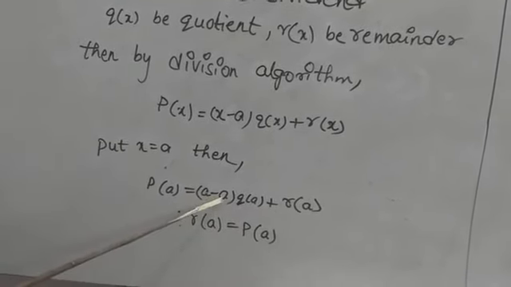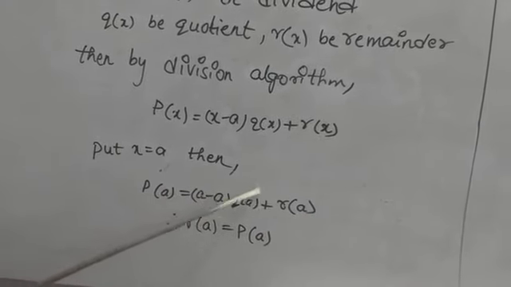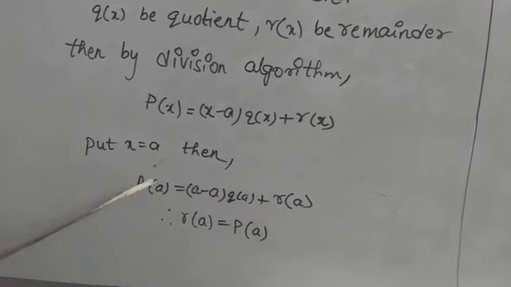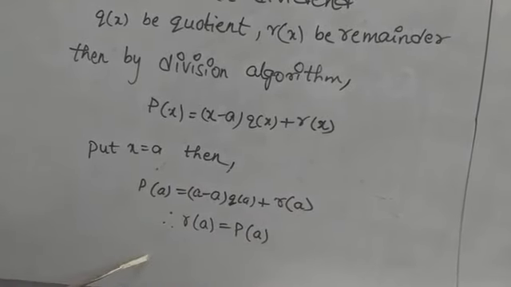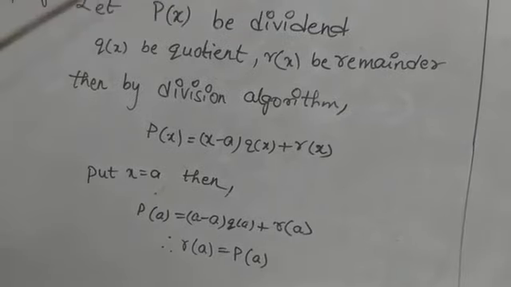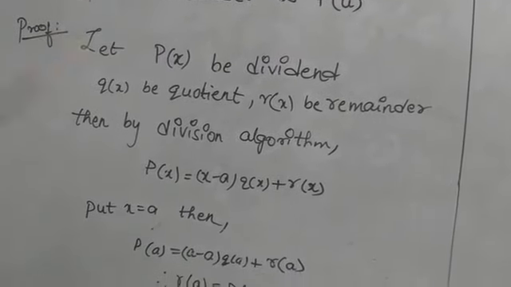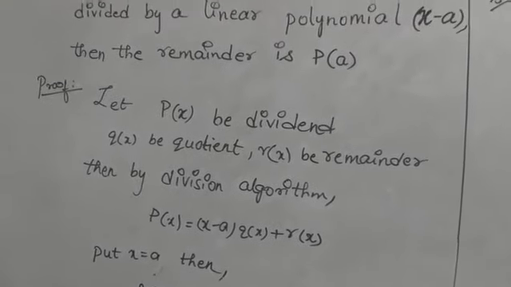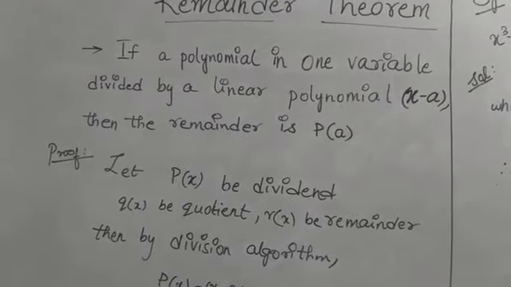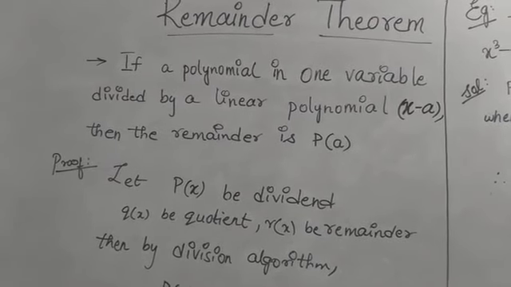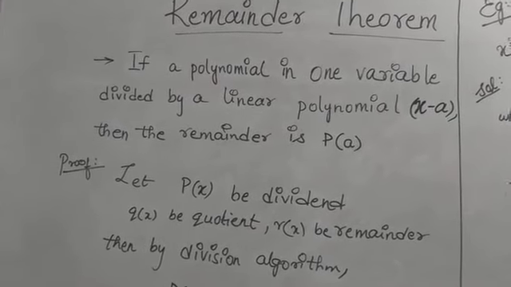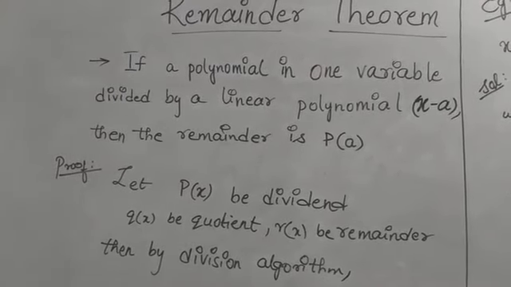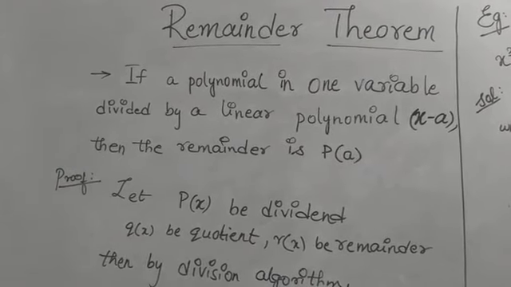This a minus a is nothing but 0, so this entire term becomes 0. Therefore, the remainder is equal to p of a. Hence, when p of x is divided by x minus a, the remainder is p of a. What is the use of this remainder theorem? When a polynomial with a higher degree is given, it is very tedious to do the actual division. When they ask only for the remainder, you can proceed with the remainder theorem. Let us observe one example.